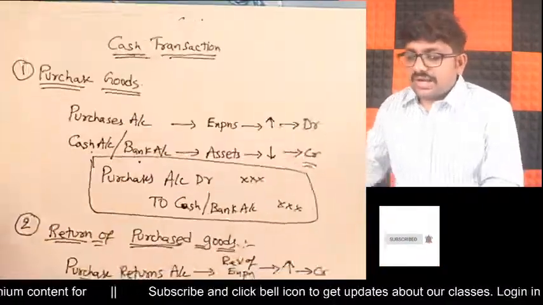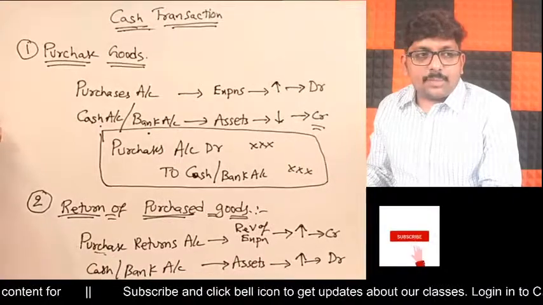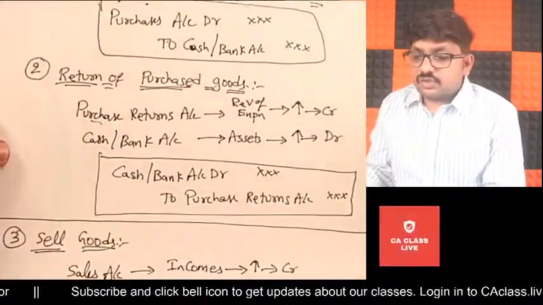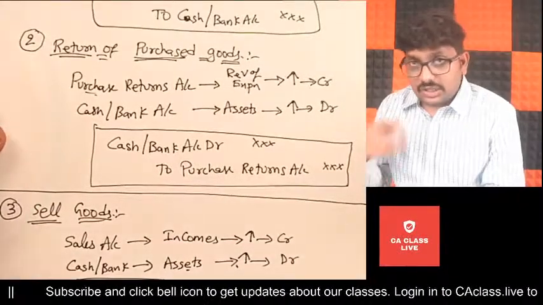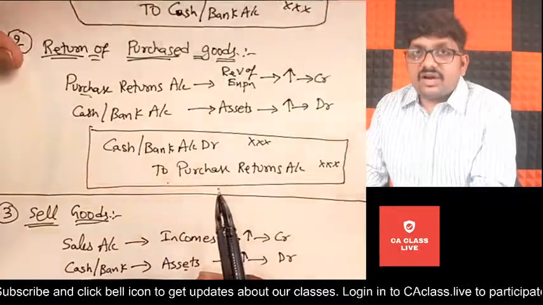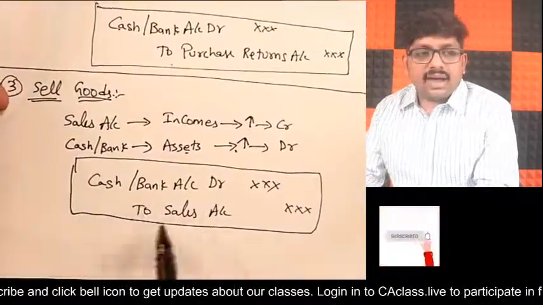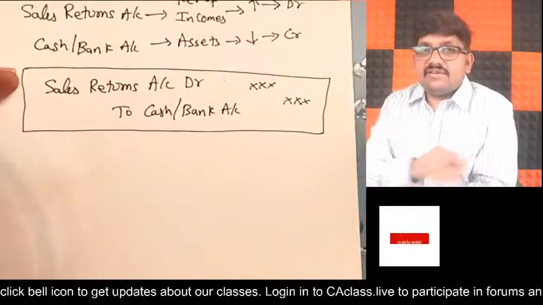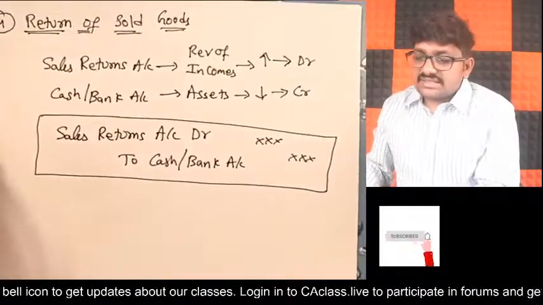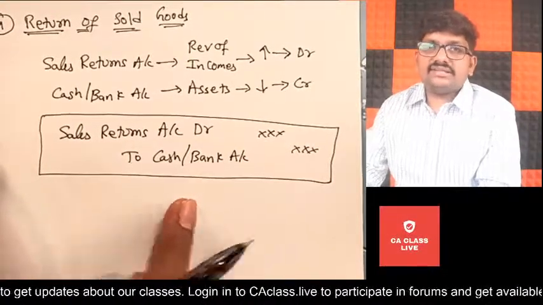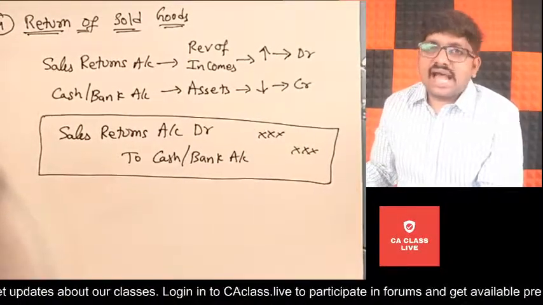So again, I'm just quickly revising it. Whenever you purchase goods, purchase account debit to cash or bank. Whenever those purchased goods are returned to your seller or vendor, cash or bank account debit to purchase returns. Whenever you sell goods, cash or bank account debit to sales. Whenever the sold goods are returned back to you, friends, sales returns account debit to cash or bank. Got it, friends? These are the 4 journal entries when it comes to cash transactions.